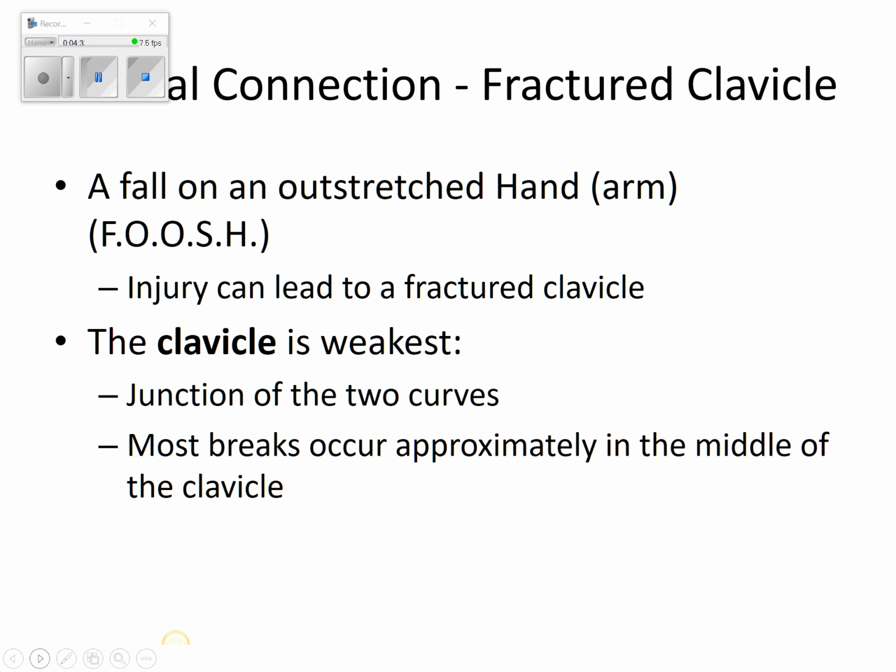So clavicle fractures, of course, are going to be extremely common. A broken clavicle in infants usually occurs during birth. We also have a term called FOOSH, and what that means is a fall on an outstretched hand. In some cases, it could be on the arm. But what can happen here is the injury can lead to a fractured clavicle. Your clavicle is actually going to be the weakest at the junction of those 2 curves. Okay. So most breaks occur approximately in the middle of the clavicle.